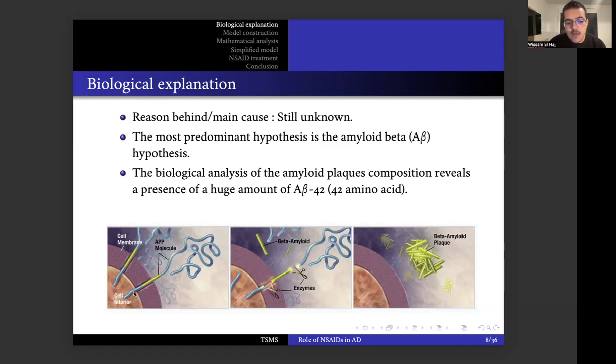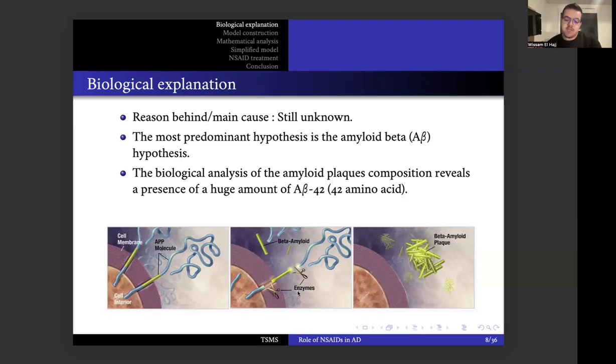So here is the cell membrane of the neuron cell, and here is the interior of the neuron. You have the APP molecule. This is a molecule that is usually present in the brain normally. We don't know why, but in some people, for some reason, an enzyme comes and cuts this APP molecule. I forgot the name of the enzyme now.